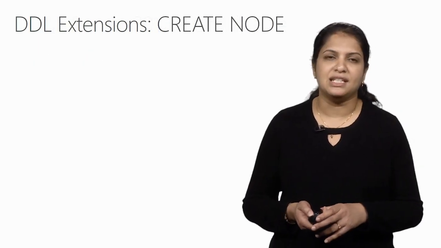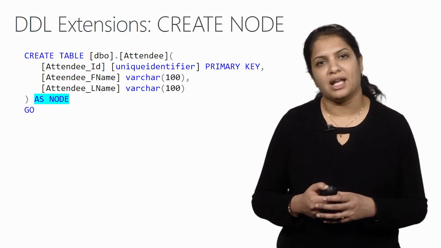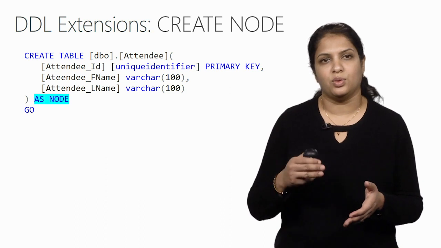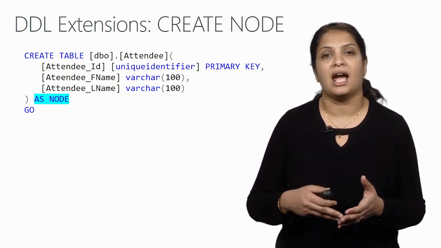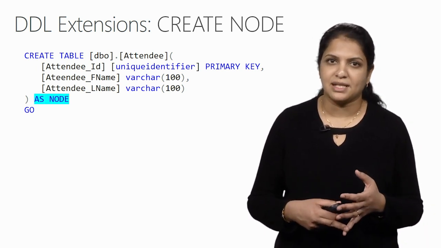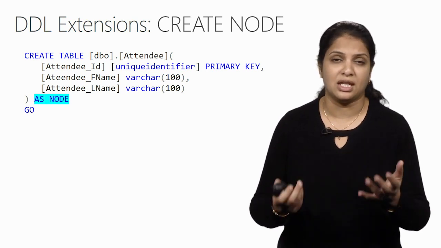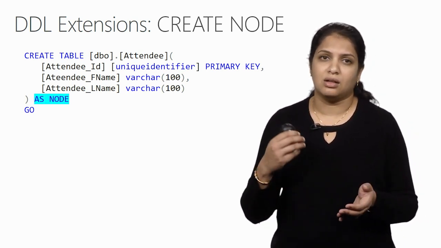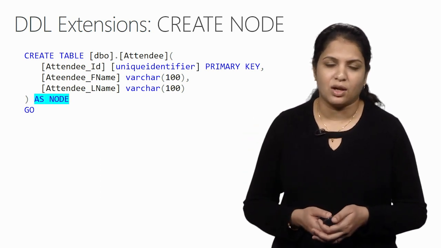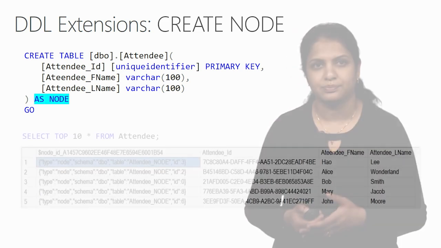Let's discuss some of the DDL extensions that we have introduced. So now you can create a table as a node. Creating a table as a node is very simple. You just create a table and then add AS NODE in the end to create a node table. All types of data types are supported, so you can use any type of data type. And you can create constraints. You can create any type of indexes on these tables, including the clustered columnstore and non-clustered columnstore index.